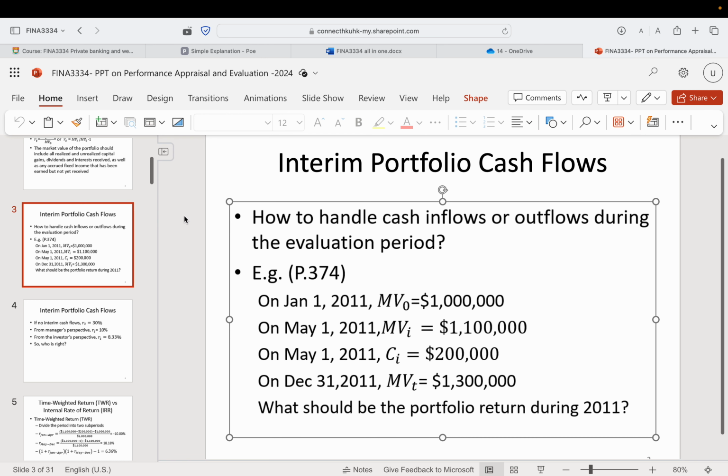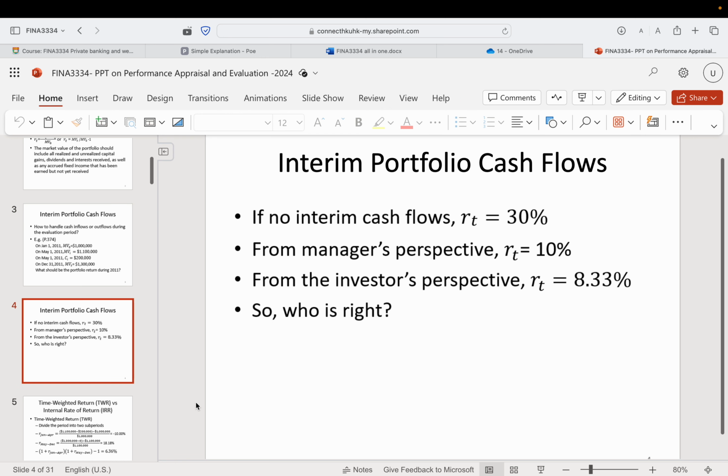So if there's no cash flow, your return will be 30%. From the manager's perspective, the return is 10% because he makes 10%. But from the investor's perspective, it's only around 8.3%. So what is right? Who is right? 8.3 or 10%? What do you think?